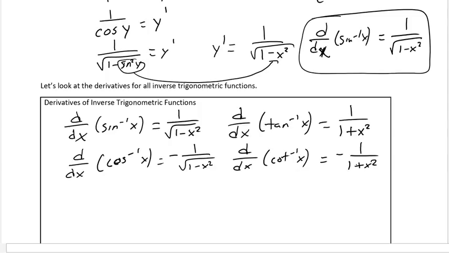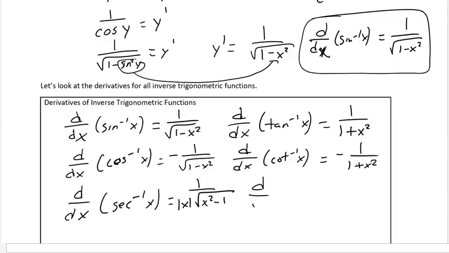And let's finish the bunch by taking the derivative of the inverse secant. Again, we're not going to go through the proofs of all of these, but that is 1 over the absolute value of x times the square root of x squared minus 1, and the derivative of the inverse cosecant is the same as that last one, except it's negative. Good.